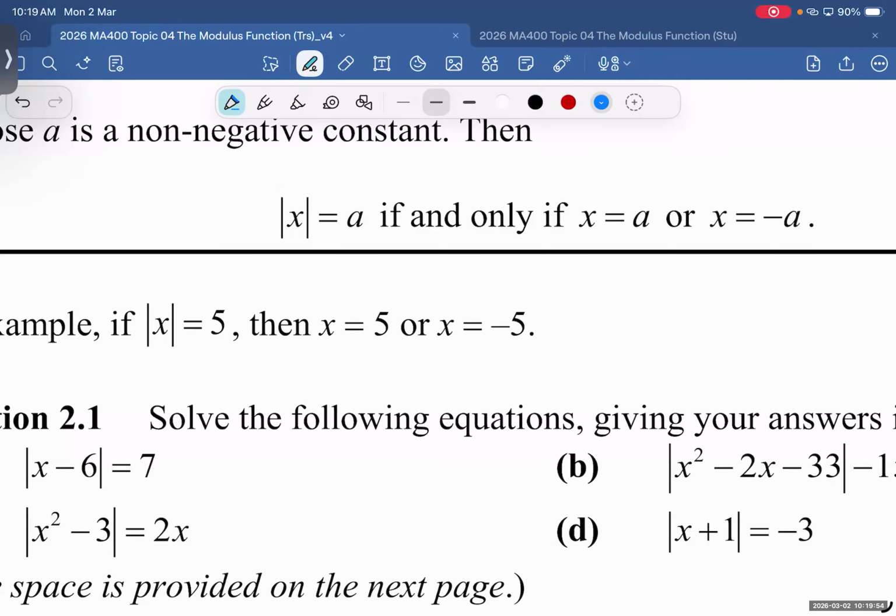Is there anyone who's already on 2.2 or something? 2.2. Where are you on? 2.1, A, B, C, D. B. Okay, so I'll write the answer on the board. Sorry, I'm wearing shorts. I didn't have time to change. I ended late. My lesson was 9 to 10.